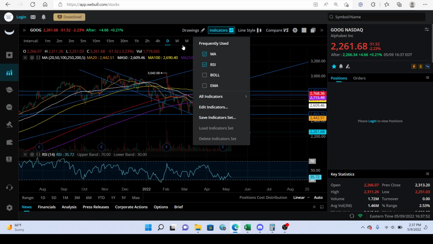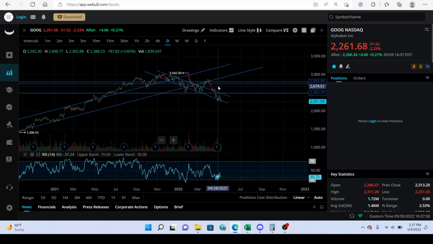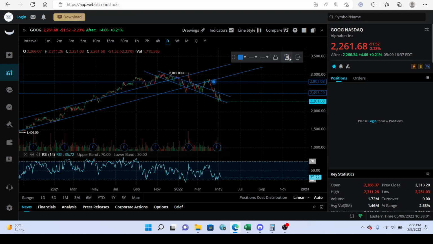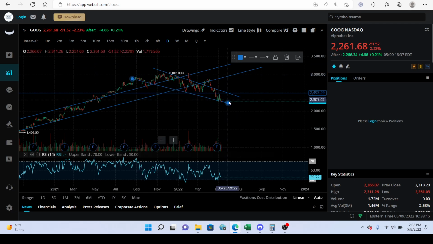All right. Oh boy, my chart's messy. Let me just clean up a little bit. Get rid of all these old lines. Alrighty. So I think now it's becoming increasingly obvious that we're in a downtrend channel for Google. As you can see, we're just moving back and forth down here.